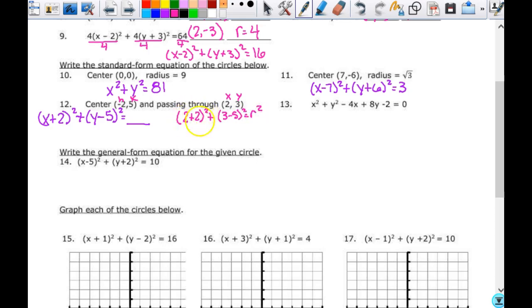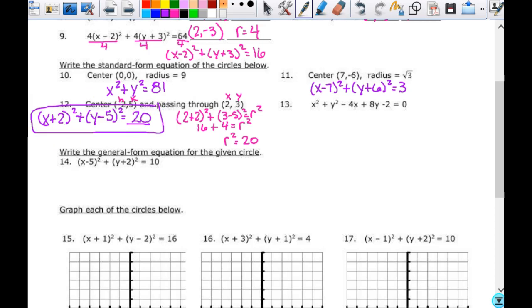So 2 plus 2 is 4 squared is 16, plus 3 minus 5 is negative 2 squared is 4. It's equal to r squared. So r squared equals 20. So r is the square root of 20, but that doesn't really matter because this right here is supposed to be r squared. And so this is just 20. And there is your equation.